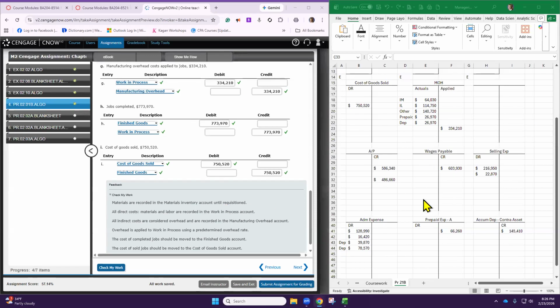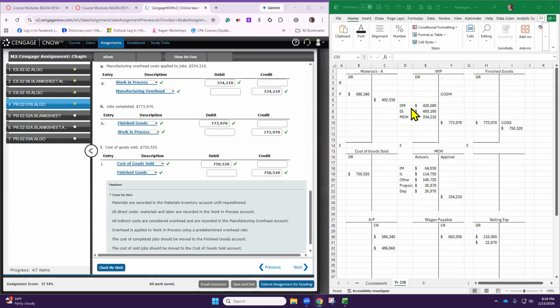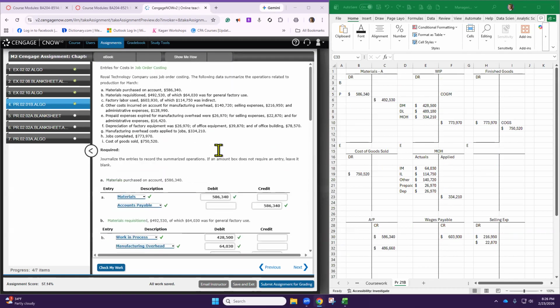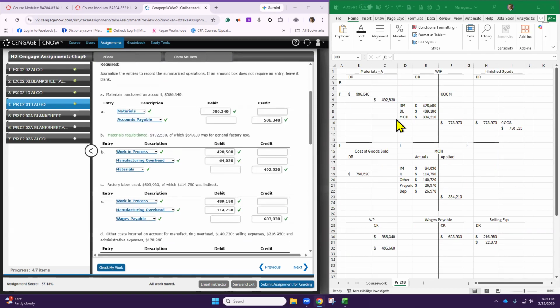Phew, I think I finally got it. I'm gonna go back over this real quick, just to make sure. So the first thing we did is materials purchase with accounts payable. There, those two go together.